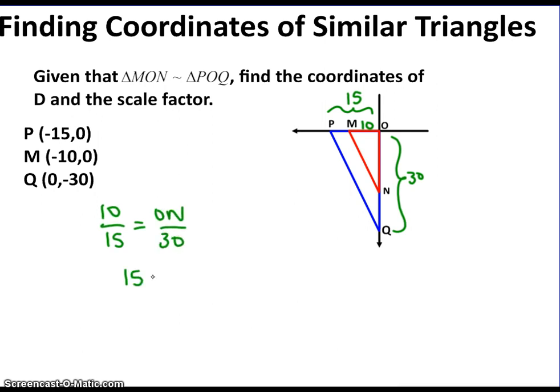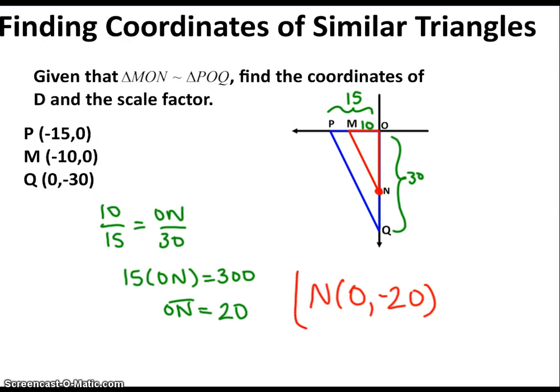Cross multiply. Alright, so we know the length of ON must be 20, based on using my proportionality crossing. However, this point is in the negative direction, and so the x value must be 0 since it lies on the y-axis, and with it being 20 units long but in the negative direction, the value for n must be negative 20.